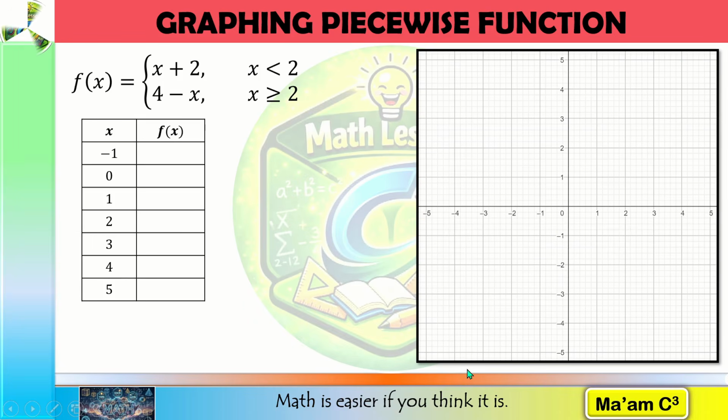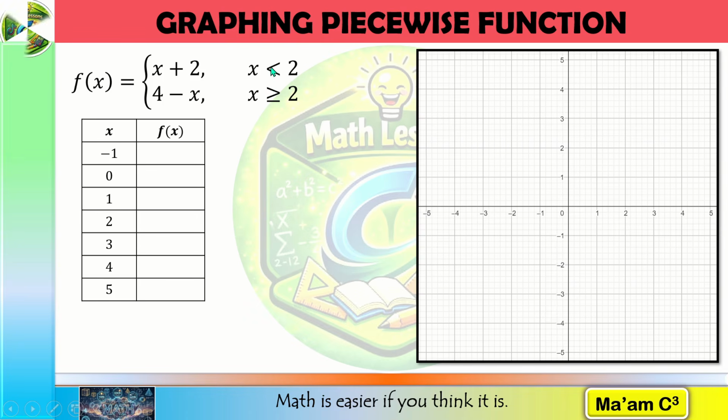Graphing piecewise functions, I have here f of x with two conditions. f of x is equal to x plus 2 if x is less than 2, and f of x is equal to 4 minus x if x is greater than or equal to 2. Earlier we have "if", but you can also write it this way, comma, and then the domain of x.